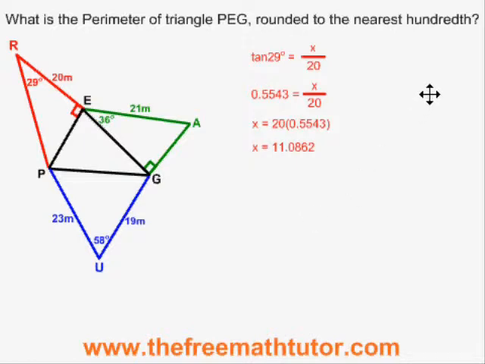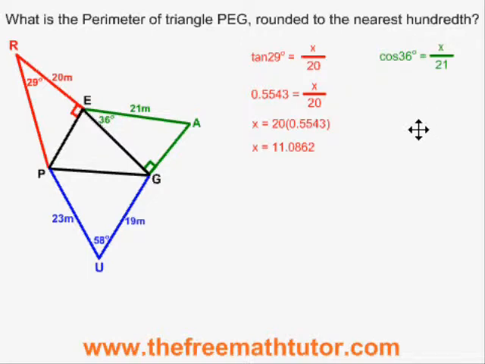Next, I will move into triangle AEG, where I know a 36-degree angle and a 21-meter hypotenuse. And I would like to know the adjacent side, which is side EG. This is a CAH situation, and I fill in the CA formula like this.